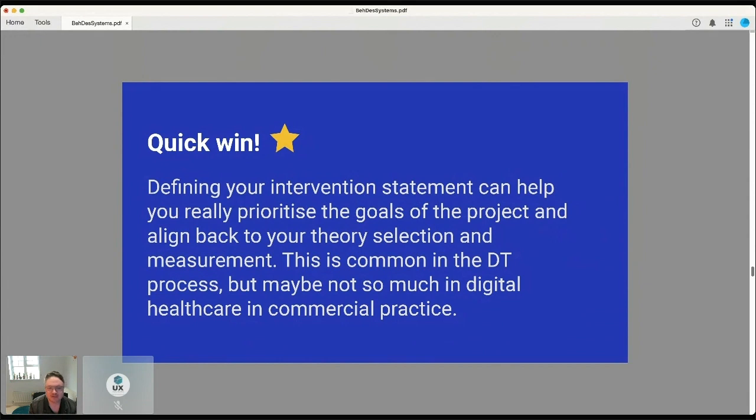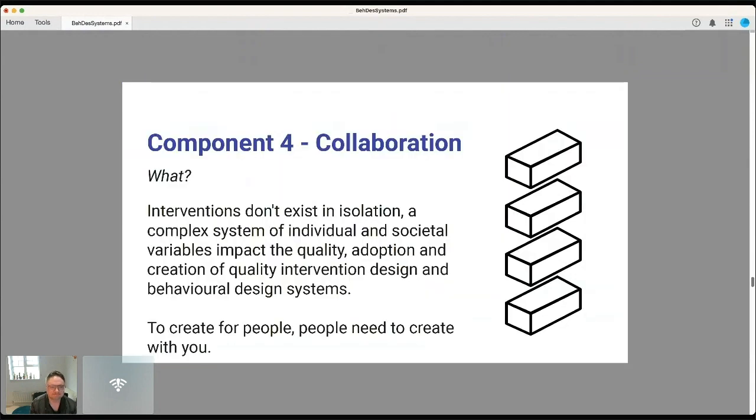So defining your intervention statement can help you prioritize the goals of the project and really align back to your theory if you want to, and your measurement, which is crucial. Like I said before, having goal statements is common in the design thinking process, but maybe not so much in digital healthcare and commercial practice. It depends what you do, where you work, who you are. Again, just my own personal reflections.